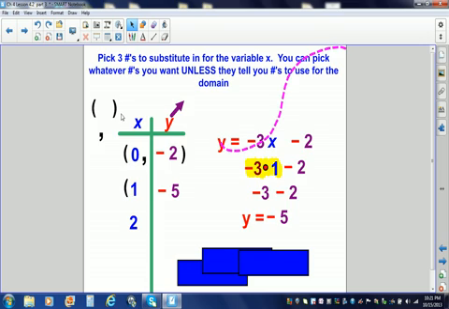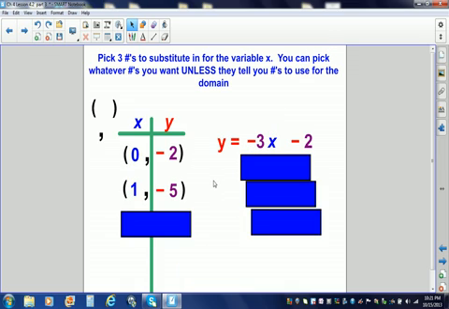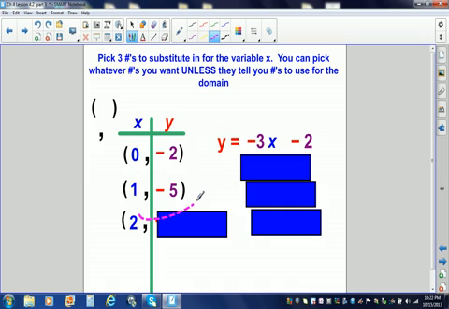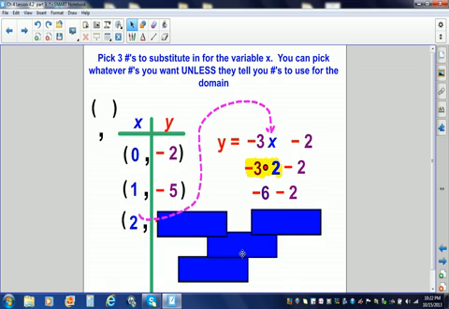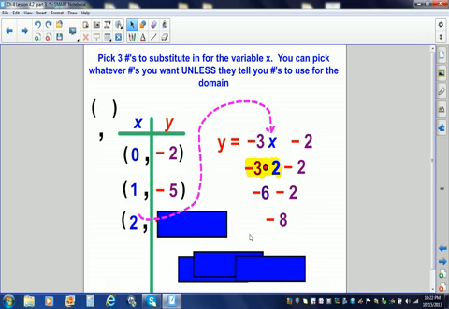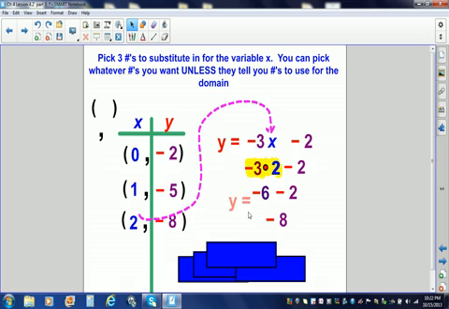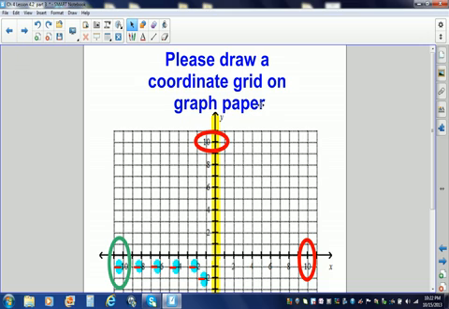I now have 2 ordered pairs. What am I going to do next? That's right, we are going to substitute 2 in for the variable x. X is touching the coefficient, so that means I multiply. I now have negative 3 times 2. It's going to give me negative 6. Negative 6 minus 2 is going to give me negative 8. So when I plug in a 2, I get negative 8. Now we can graph them.